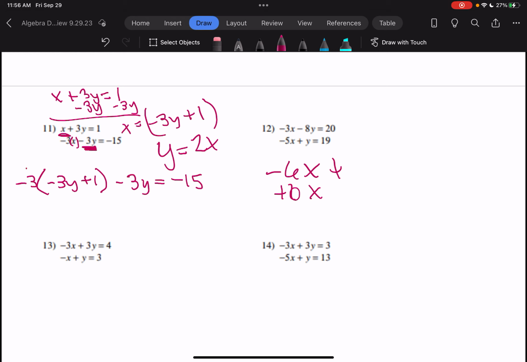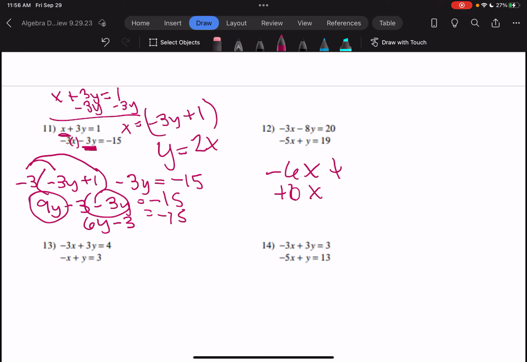Now I'm going to use my distributive property to simplify this. So we get positive 9y, negative 3 times positive 1 is negative 3, minus 3y, equals negative 15. So I can combine this one with this one, so this is going to give me 6y minus 3 equals negative 15. I want to get y by itself, so I'm going to do my inverse operations and add 3 to both sides. I get 6y equals negative 12. Divide both sides by 6, y equals negative 2.